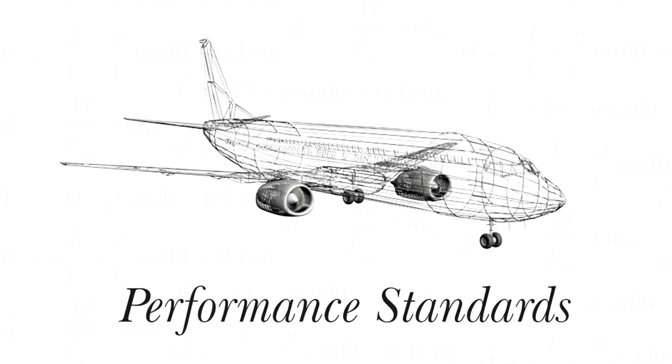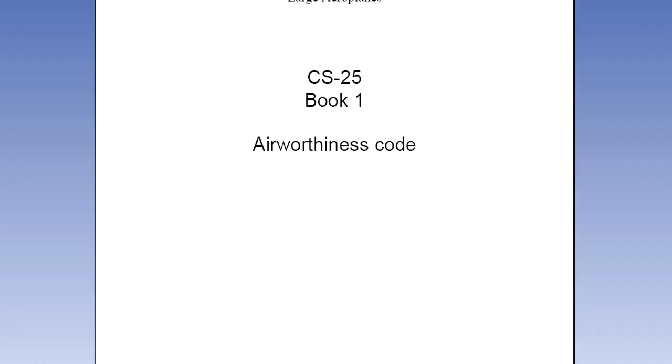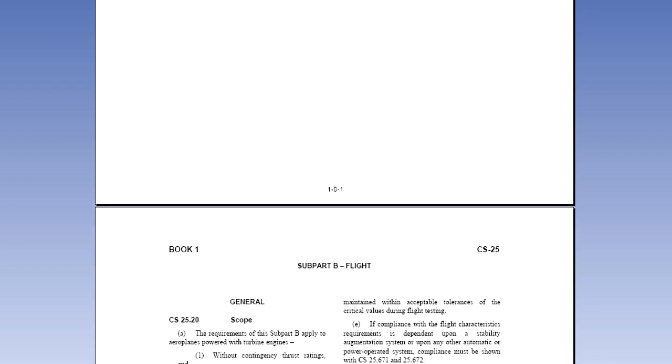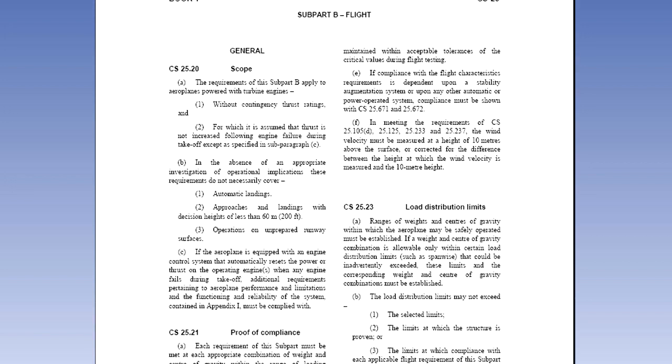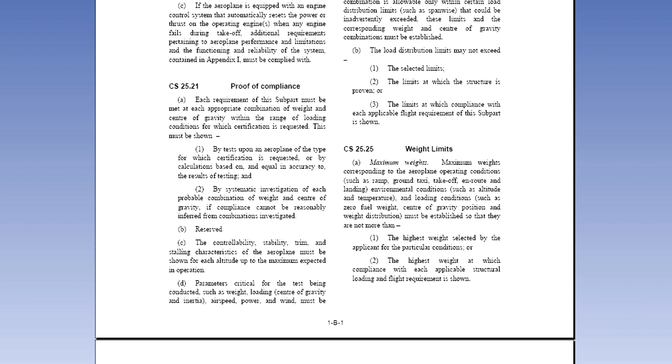In this lesson, you will learn what is meant by performance standards, how performance standards are derived, and the purpose they serve. Performance standards are laid down by aviation authorities in two principal ways. The first is a level of regulation which ensures that the aircraft is airworthy, in other words, safe to fly. These are the certification specifications and are set out in the document from EASA called CS25.